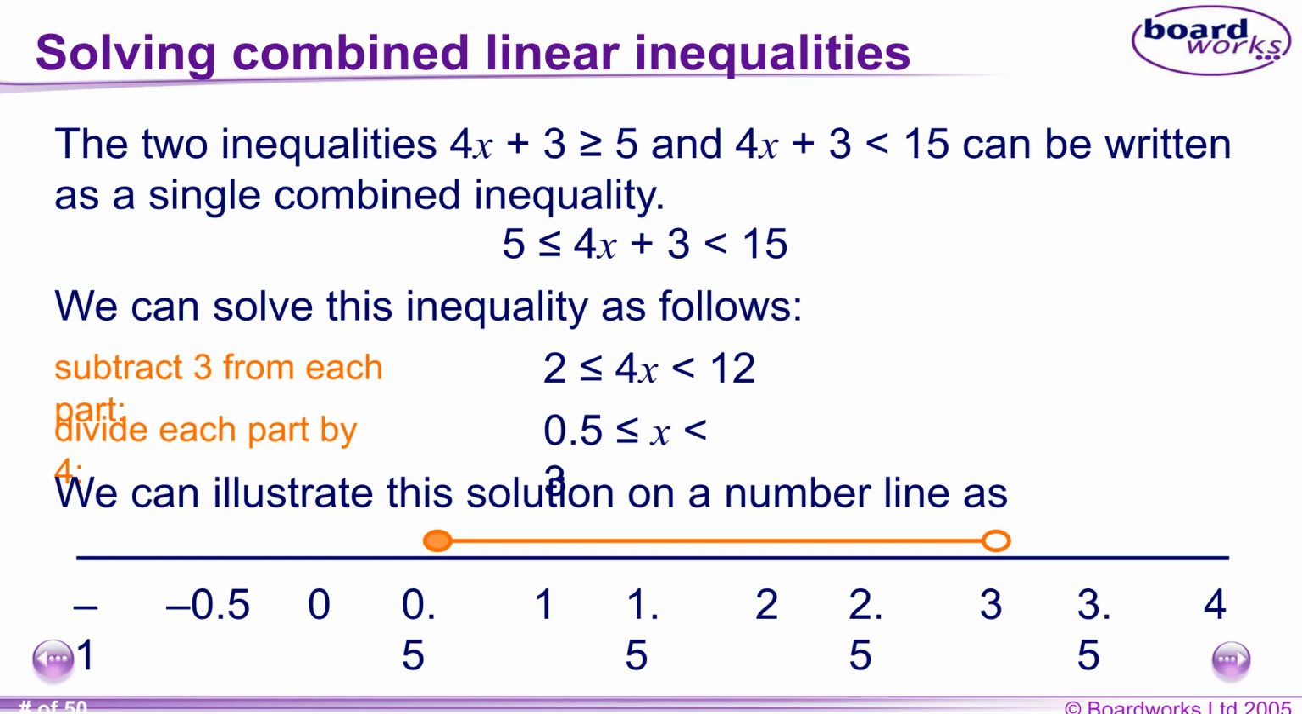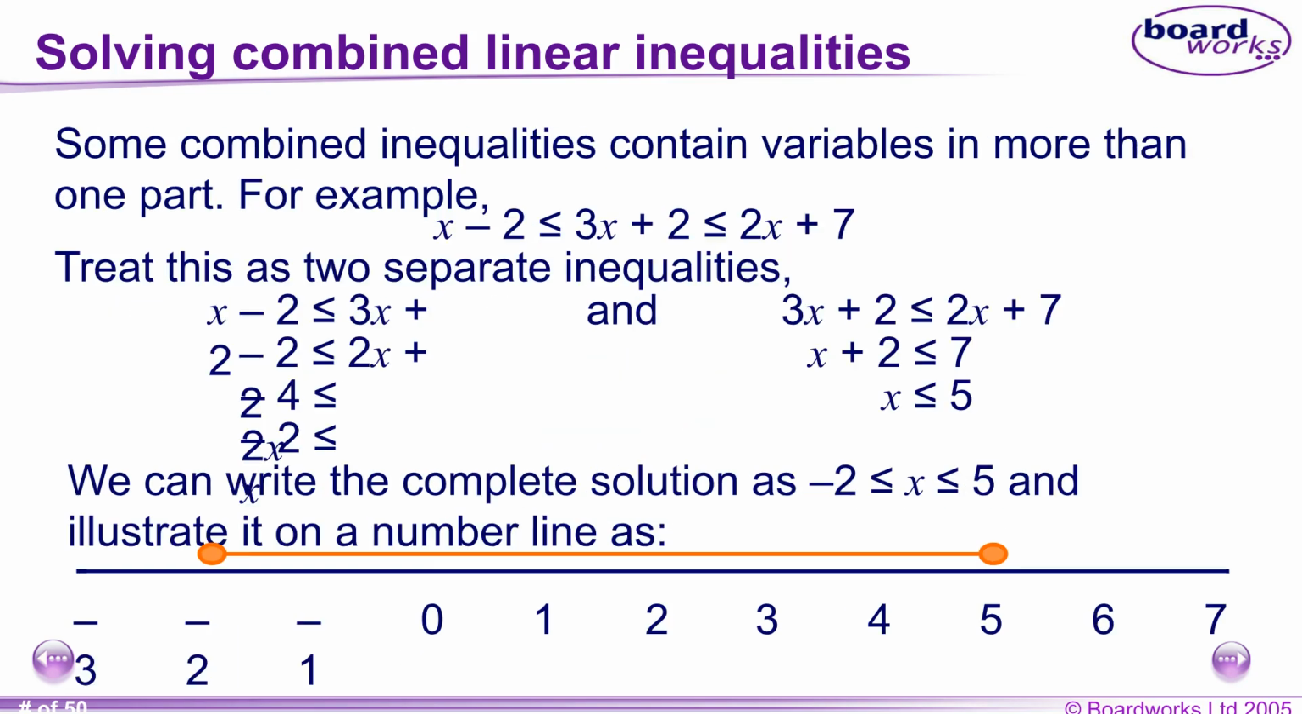To solve this, subtract 3 from all parts, resulting in 2 is less than or equal to 4x, which is less than 12. Then, divide all parts by 4 to get 0.5 is less than or equal to x, which is less than 3. This solution can be illustrated on a number line. Some combined inequalities contain variables in more than one part, like x minus 2 is less than or equal to 3x plus 2, which is less than or equal to 2x plus 7.